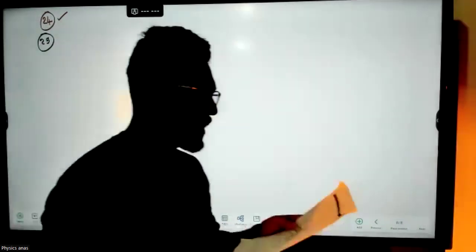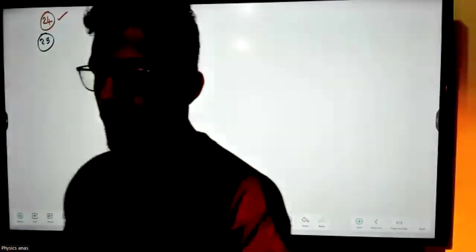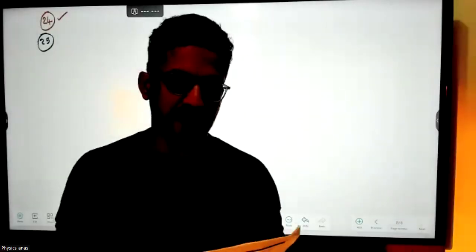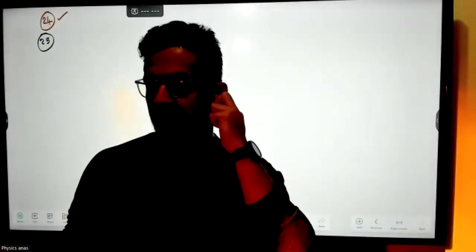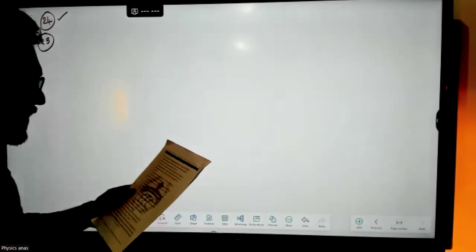Question number 25. A ball is thrown upward from the top of a tower 40 meters high with a velocity of 10 meters per second. Find the time taken to strike the ground. We have done it. Okay, that's over. Question number 25 is okay.